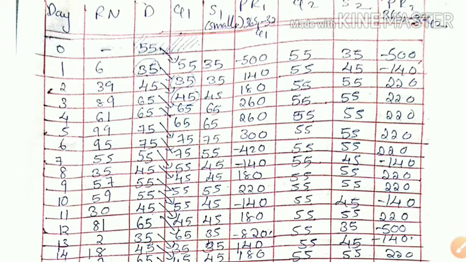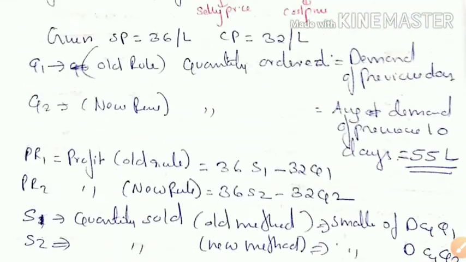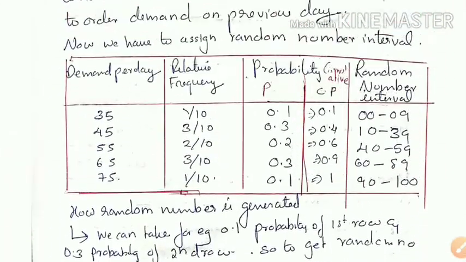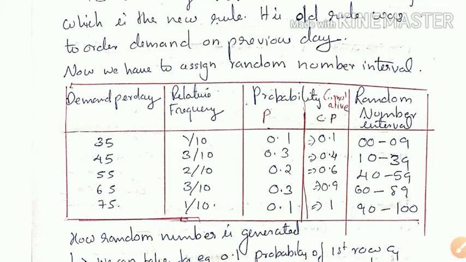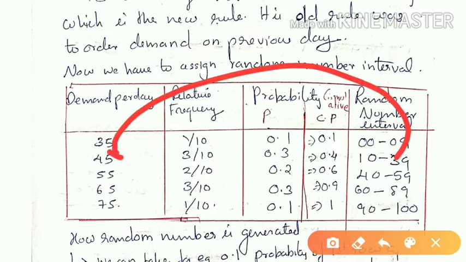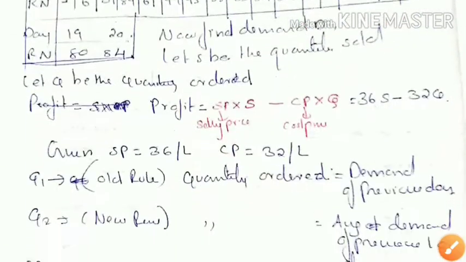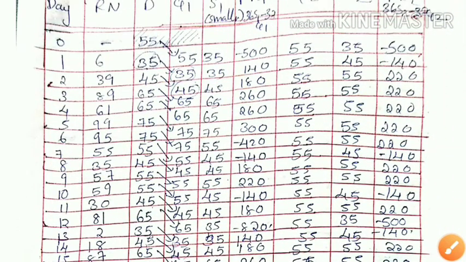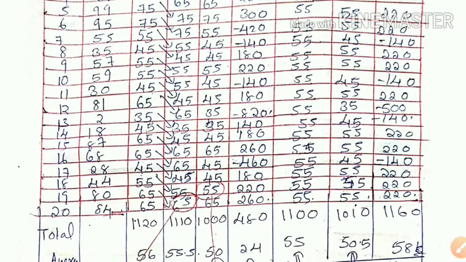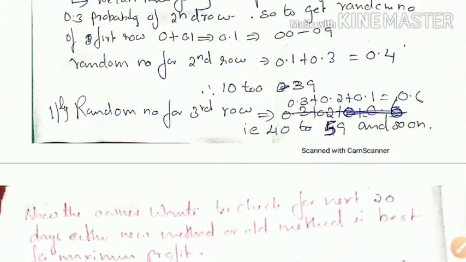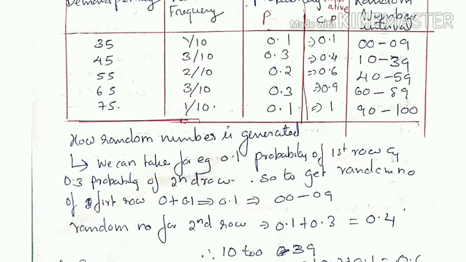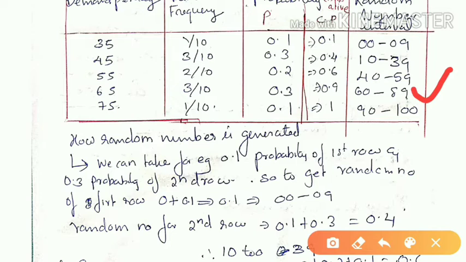Then for 39, we have to find the demand again from the table. It's very easy. For 39, in 10 to 39, the demand is 45. So we write it again here like that. We have to complete this column. For 84, 84 comes between 60 and 89. So the demand is 65.